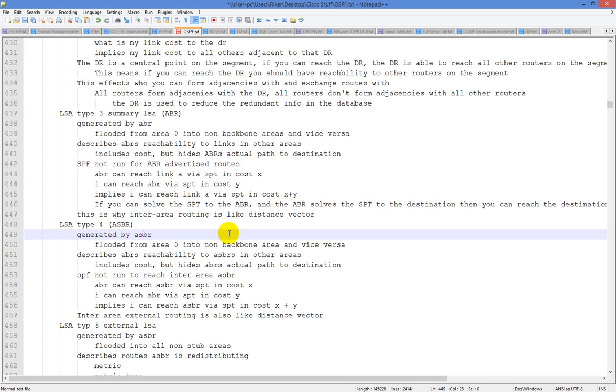It's flooded from Area 0 into all non-backbone areas and vice versa, and describes the ASBR's reachability to ASBRs in other areas. It includes cost but hides the actual path to the destination. So the idea is, if the ABR can reach the ASBR at a cost of X, and I can reach the ABR at a cost of Y, this implies if I add X and Y together, I can find my destination. So you recurse to the ASBR, or the ABR in this case, which is the same box, or could be the same box. Normally is. Once you recurse to the ABR, you solve the SPT to the edge of your area, then you use the Type 3 or Type 4 LSA to recurse to wherever you're trying to get to from that point.